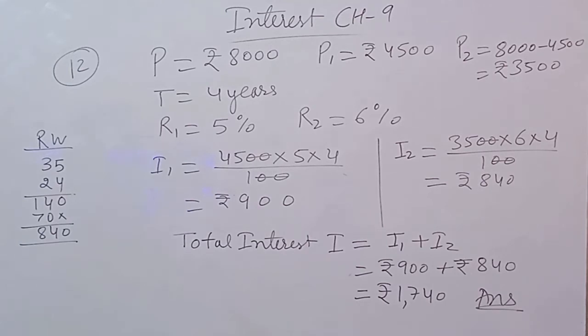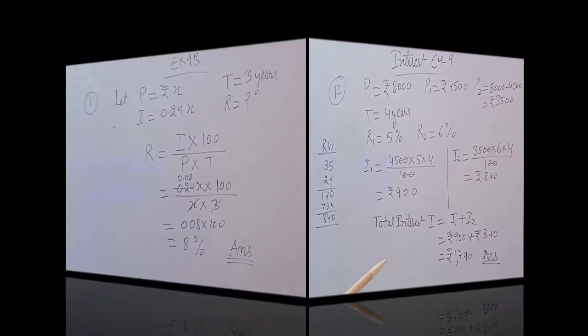So here we will get I1, that is 4,500 into 5 into 4 upon 100, that is 900, and I2 equal to 3,500 into 6 into 4 upon 100, that is rupees 840. So the total interest paid by Raj will be I1 plus I2, that is I. So 900 plus rupees 840, that is rupees 1740.